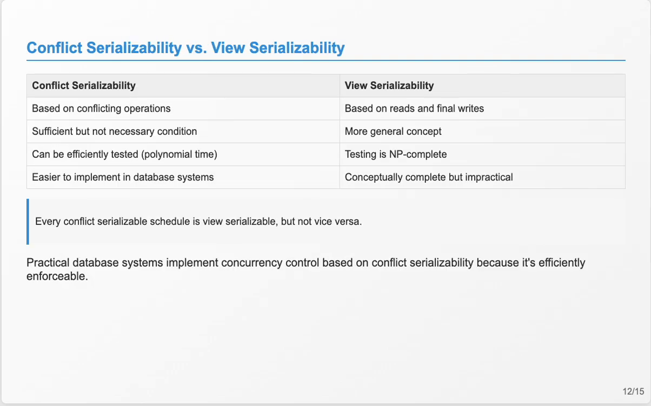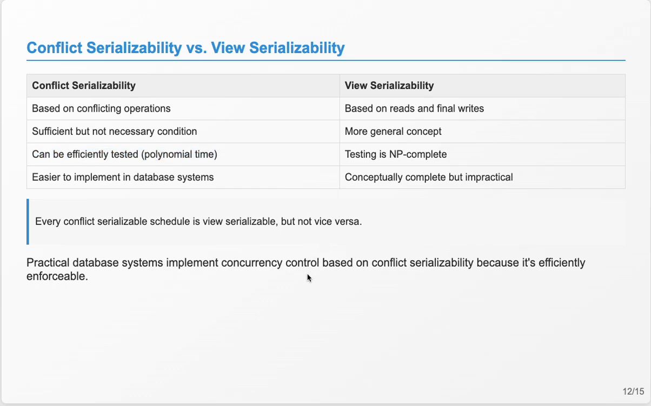Let's compare conflict serializability with view serializability. Conflict serializability is based on conflicting operations, while view serializability is based on reads and final writes. Conflict serializability is a sufficient but not necessary condition for serializability, while view serializability is a more general concept. The key practical difference is that conflict serializability can be efficiently tested in polynomial time, while testing for view serializability is NP-complete, making it computationally intractable for large schedules.